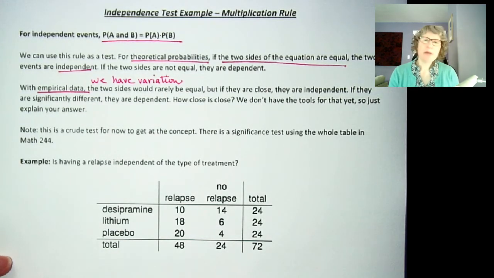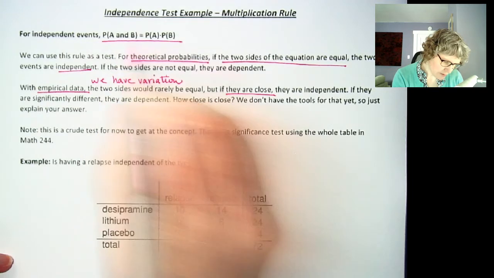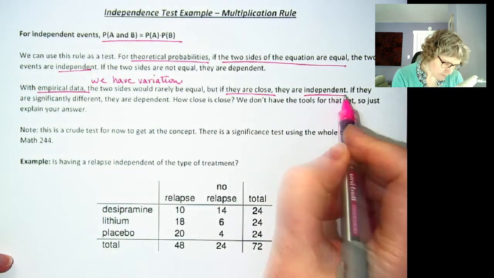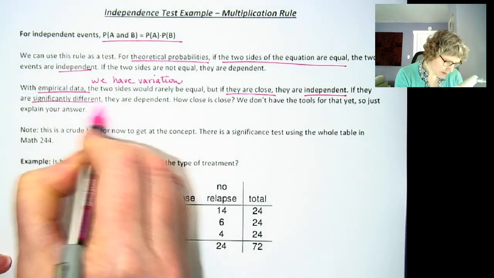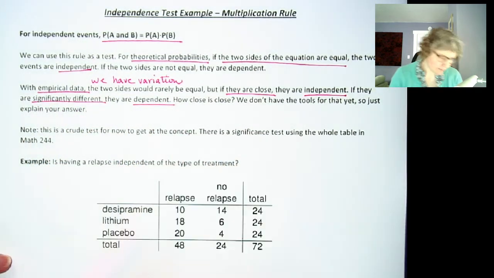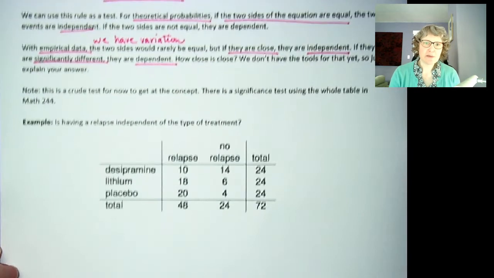Okay, so they might not necessarily be exactly equal, but if they are close, the two sides of the equation, they're independent. Okay, if they are significantly different, they're dependent. Okay, so how close is close? We will talk about that in just a second. Let me get down to this.